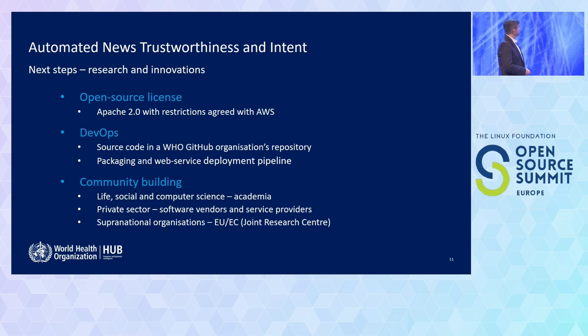It's really multidisciplinary: life, social, and computer science. It's academia: McGill, Cambridge, Imperial College London, University of Texas at Austin, and I maybe forgot a few. Private sector, I mentioned AWS, or Amazon. And supranational organizations, I try to be exact here: the EU is not international, it's supranational. So we have a partnership with the Joint Research Center. It's more than collaboration, I would say.